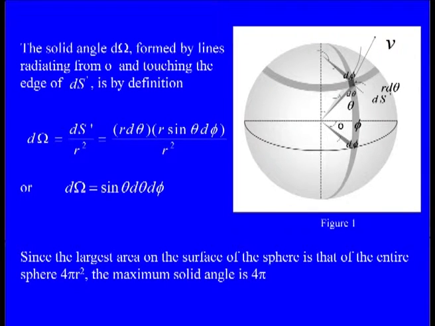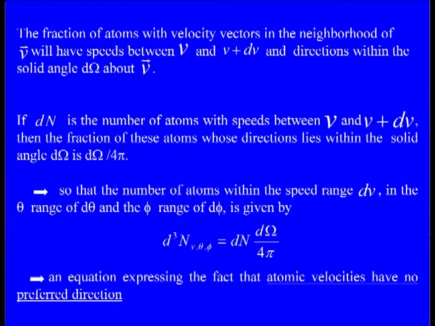Now, since the largest area on the surface of the sphere is that of the entire sphere, 4 pi r squared, the maximum solid angle is 4 pi. Now we want to calculate the fraction of atoms with velocity vectors in the neighborhood of velocity v. We will have speeds between v and v plus dv and directions within the solid angle d omega around v. If dn is the number of atoms with speed between v and v plus dv, then the fraction of these atoms whose direction lies within the solid angle d omega is d omega by 4 pi.